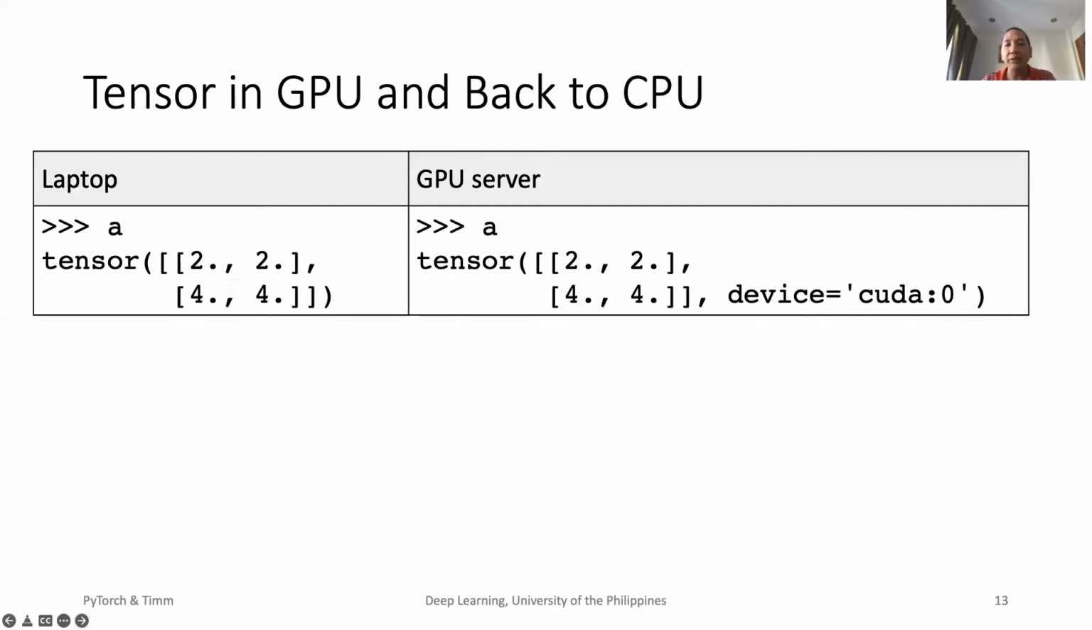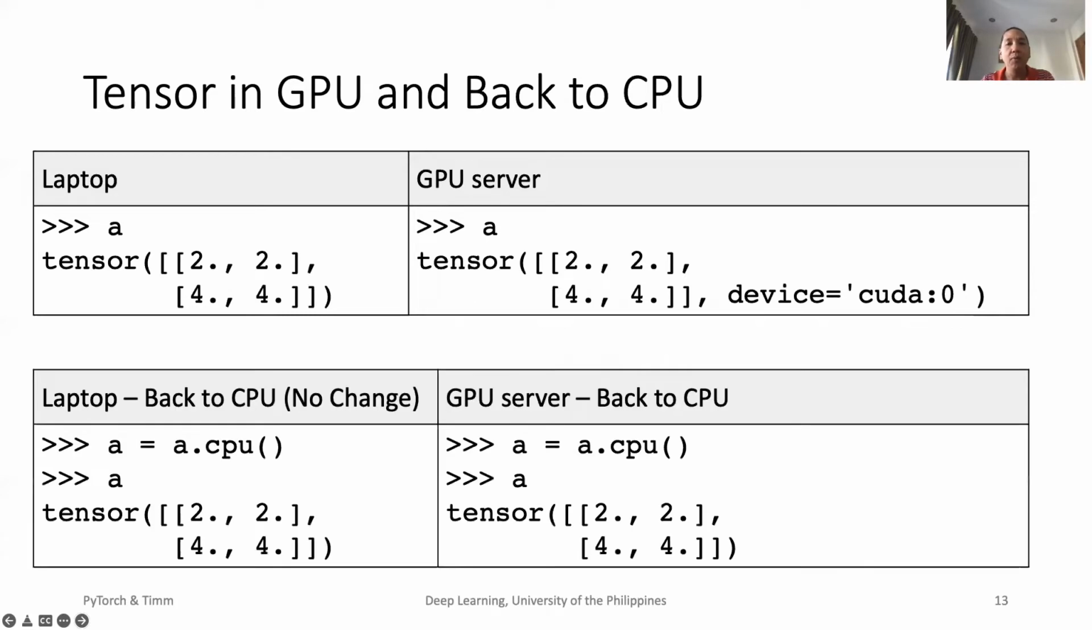Let us examine TensorA again. We can see the device is different when the tensor is in GPU. What if we want to pull the tensor back to CPU? We can call the cpu method.